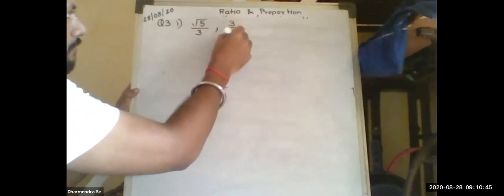So compare the following pair of ratios. They are asking you to compare the following pair of ratios. Your question number 3, first one. What they have given? They have given you root 5 upon 3, comma 3 upon root 7. So we need to do comparison.